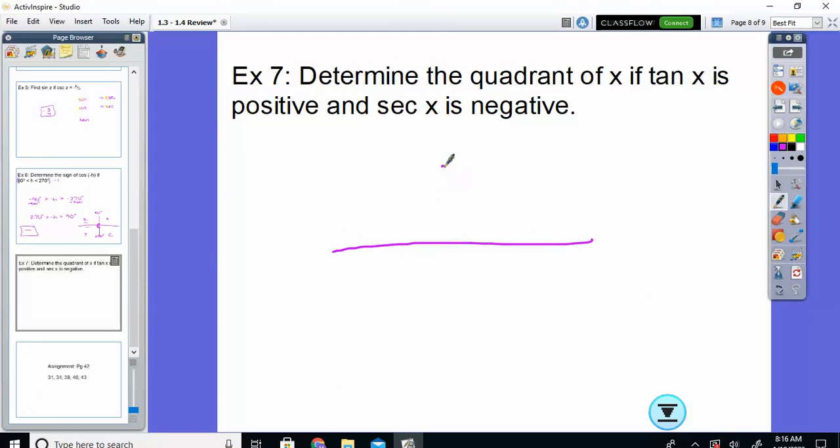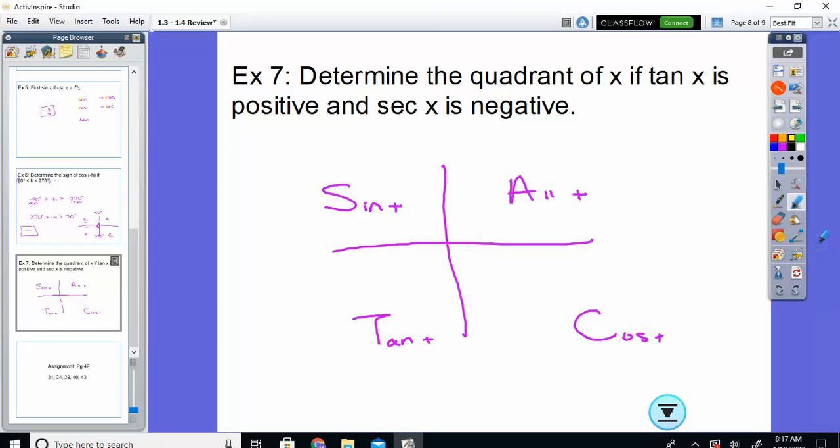Last one. I'm asking for the quadrant. So we're thinking all students take calculus. So this means in quadrant 1 they're all positive, in quadrant 2 sine, quadrant 3 tangent, quadrant 4 cosine. If tangent is positive, when is tangent positive? 1 and 3. Secant is negative.